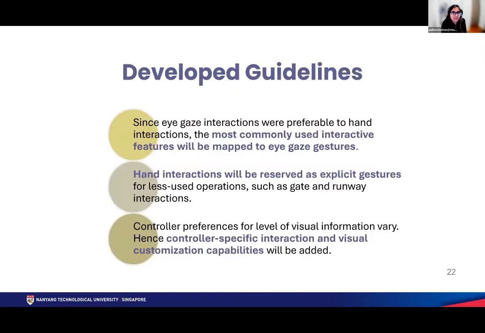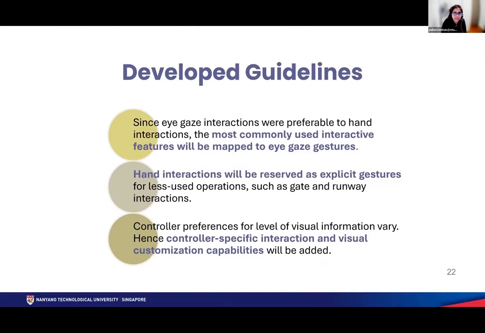Taking into account the various comments on learnability and usability, we form a few general guidelines with which the interaction design of a mature version of the system would align. Firstly, from the comments, we see that eye gaze interactions are easier than hand interactions for users because one is an automatic gesture and the other is explicit. So more commonly used interactive features such as billboards will be mapped to eye gestures. This means hand gestures are reserved to assist eye gestures in less used operations like gate and runway interactions.